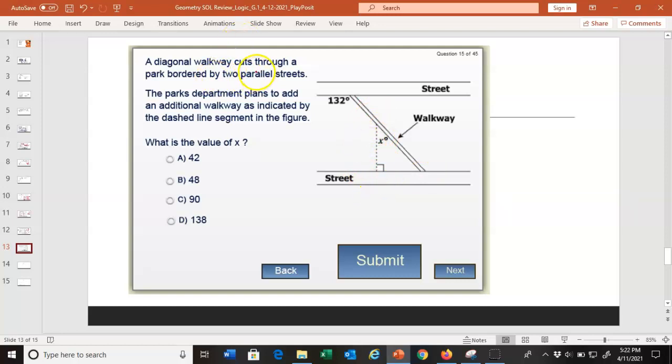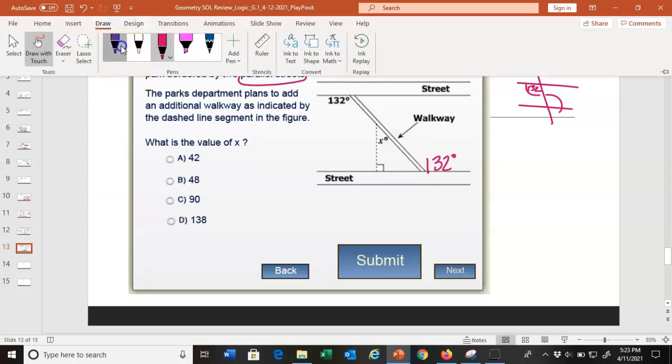Because they tell you you have parallel streets, that should give you a light bulb moment, and you say, oh yeah, we did a bunch of stuff with parallel lines and transversals. So this walkway is acting as the transversal. See? Sometimes it helps to redraw it in the basic sense. So we have 132 here. If that's 132, then we know that one will be 132. Remember, those are alternate interior.